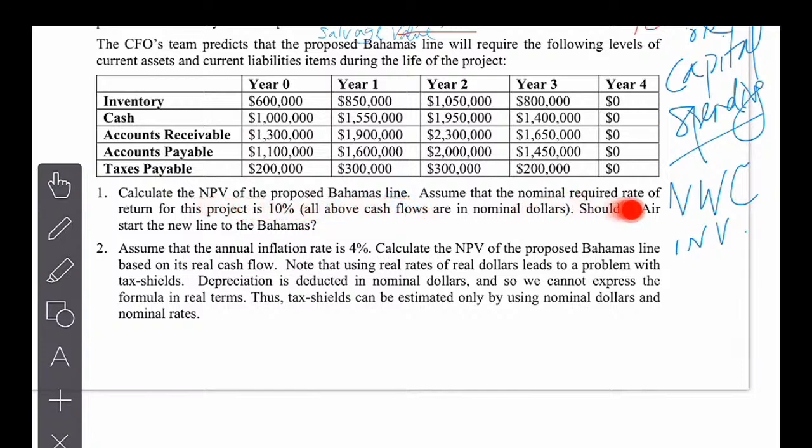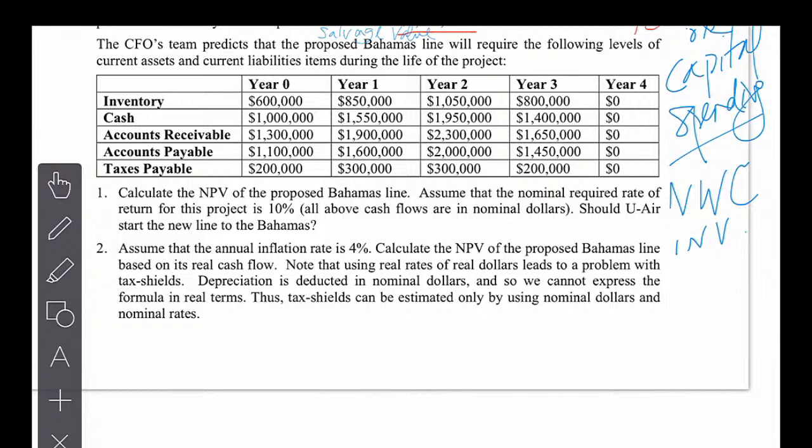You assume the nominal required rate of return for the project is 10%. And you need to answer the question, should you invest? Okay, so all the cash flows, as usual, are nominal unless I otherwise tell you they are something else. So this is what we're going to solve. And then we're going to answer this question in the presence of inflation. We're going to calculate the NPV again using real cash flows. And we'll talk about that.